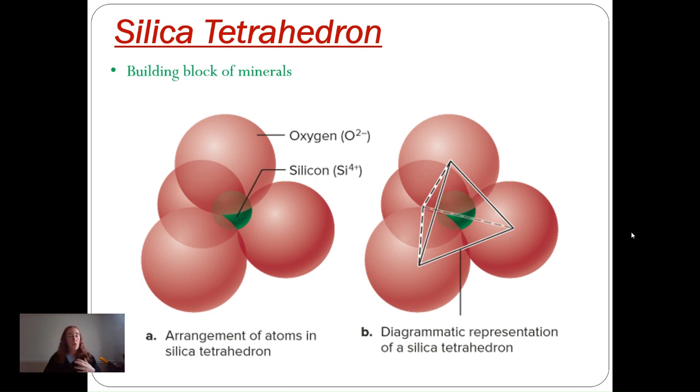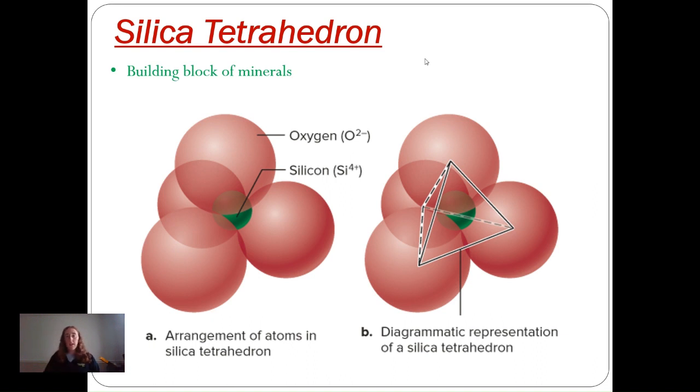So silica or silicon is one of the most common elements that we find in rocks and minerals on Earth's surface. And this is kind of the building block for all rocks and minerals that we have, something called the silica tetrahedron. If I break that word down, silica is a combination of silicon plus oxygen, so we just call it silica. And then tetra means four, and hedron basically means that it has a pyramid shape.